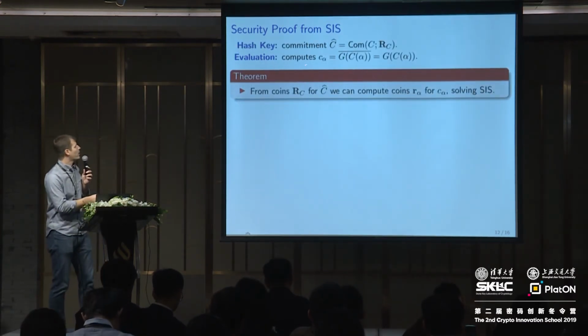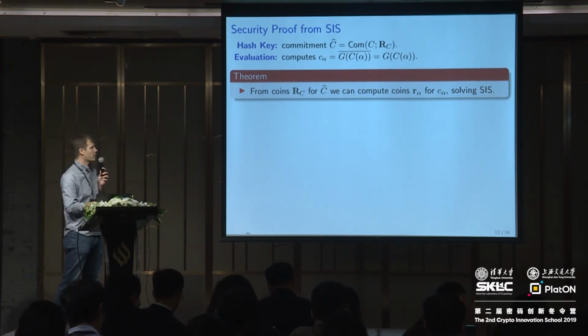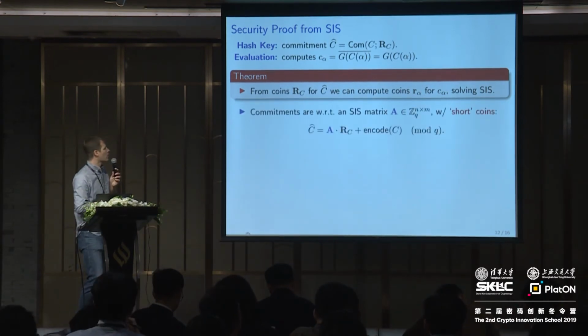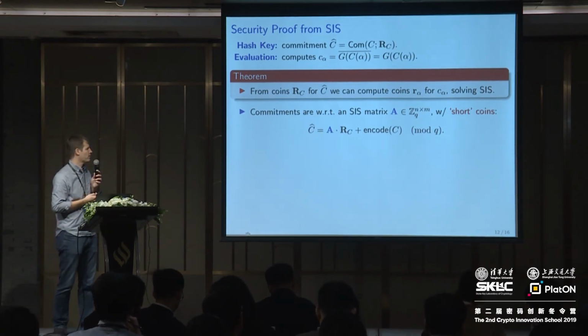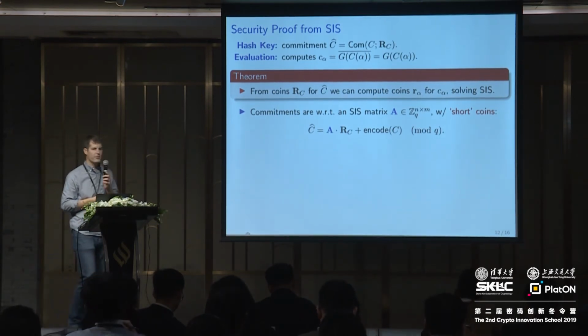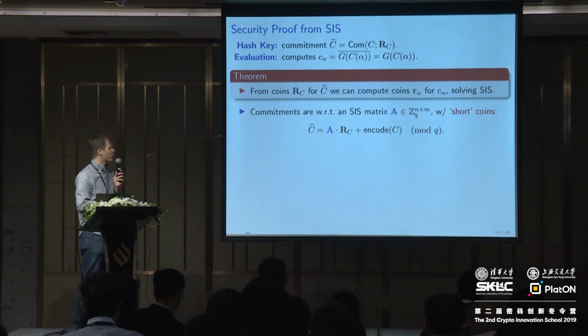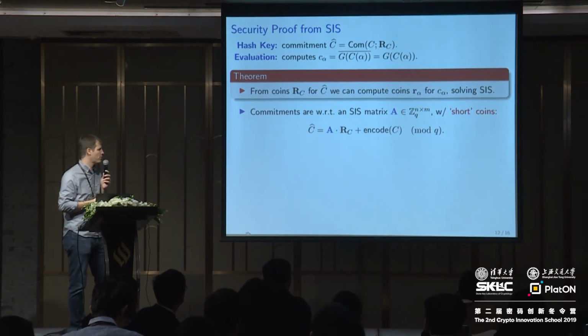Again, we have a hash key, which is a commitment to the circuit C. And after evaluation, we have an inert commitment, which equals the value inside of it. And we want to show how that lets us break SIS. We need a couple of properties of what these commitments actually look like at a relatively high level. All of the commitments, either inert or fully homomorphic, are with respect to an SIS matrix A. So we have an SIS matrix A that we're trying to find a short solution for.